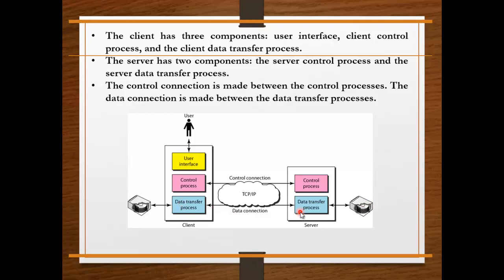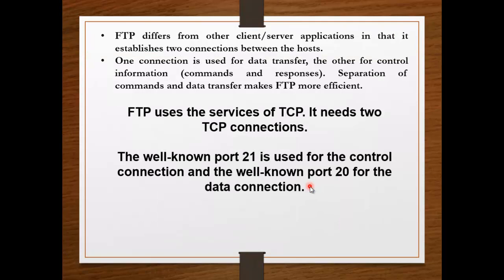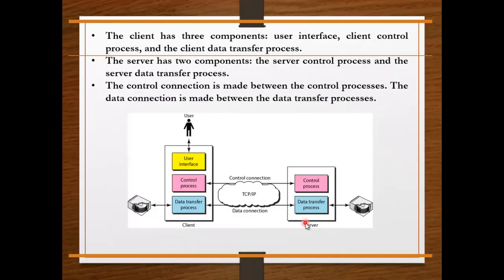So data transfer will be happening over the data connection, whereas on the server there is no user interface. The user is not going to directly access the server. So there is a control process running on the server, and on the client also there is a control process running. Between them there will be a control connection. Whenever there is a process, obviously you need to have a port address. On the client side, the control process uses an ephemeral port number, a random number. But on the server side, it is a well-known port number. So for the control, it is using 21, and for the data, it is using 20.